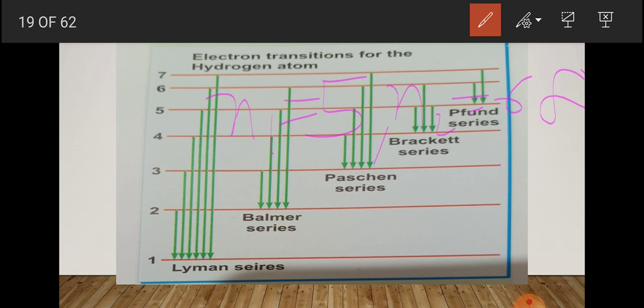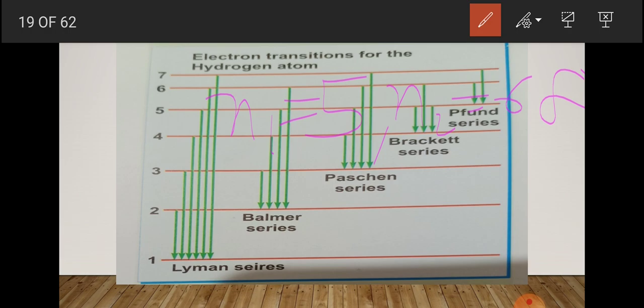Now, different lines have been named after their discoverers. This I have told you, the Lyman series. Why is it the Lyman series? The scientist Lyman discovered it. Balmer series, Balmer discovered. Paschen series, Paschen discovered. And the formula is applicable to one electron system. Do remember that we are talking only about one electron systems.